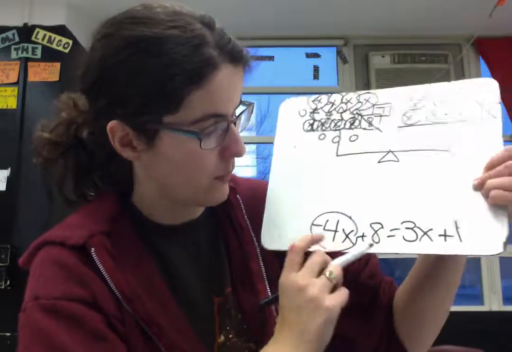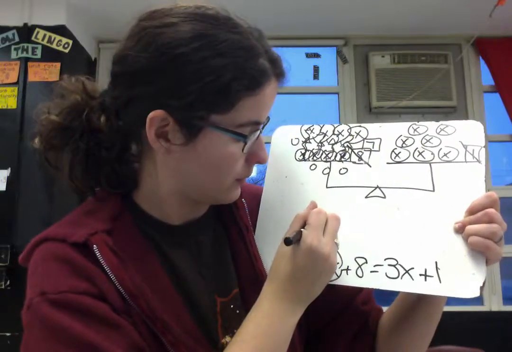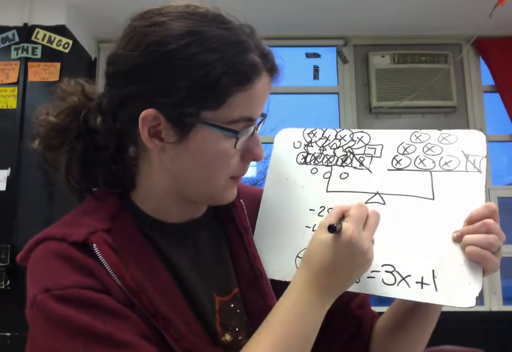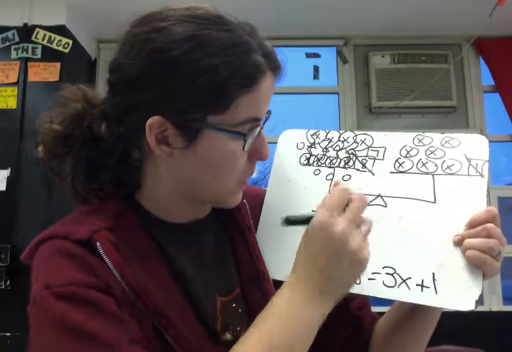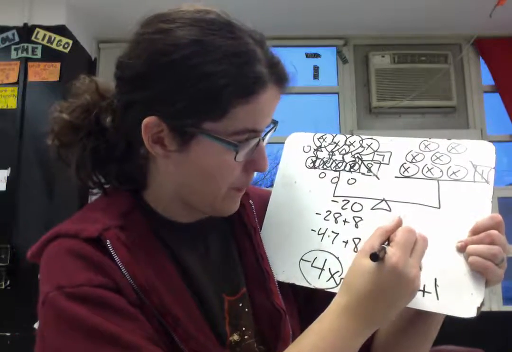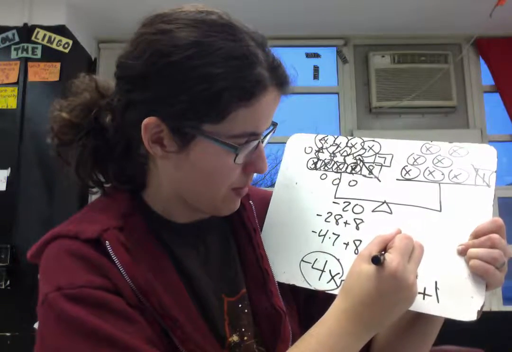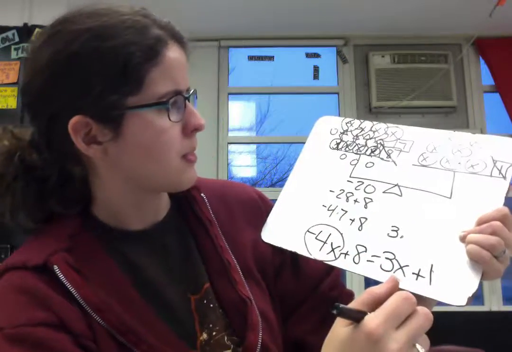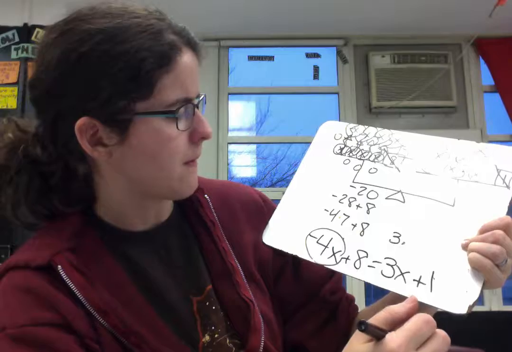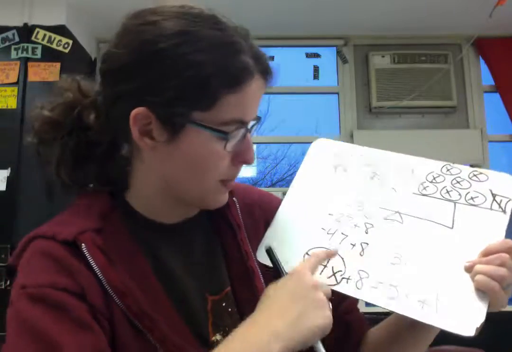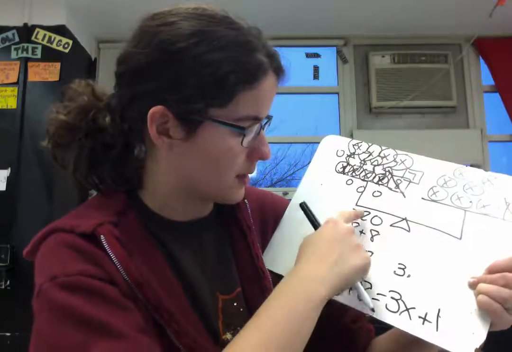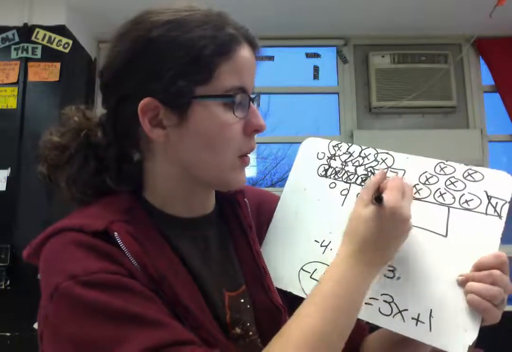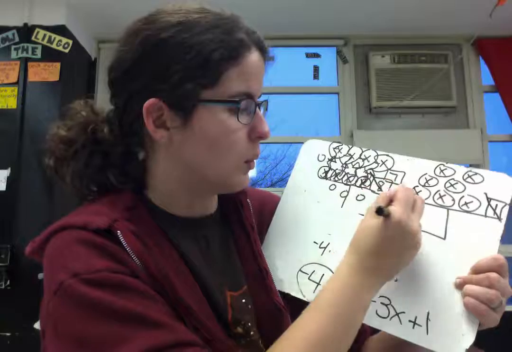Let's try it. Negative 4 times 7 plus 8 would be negative 28 plus 8. That would be negative 20. I'm sorry. 4 times 7, my bad. We all make mistakes, right? So we said that we're going to go with x has to equal 1.